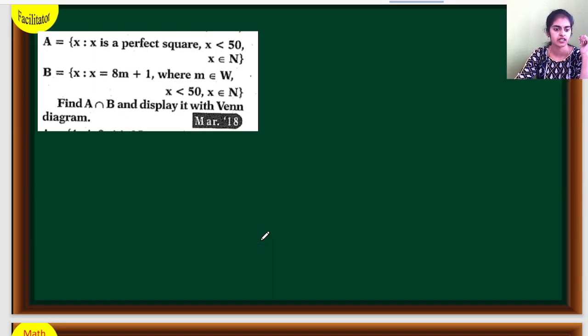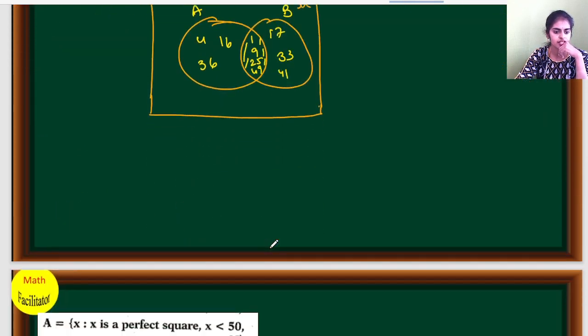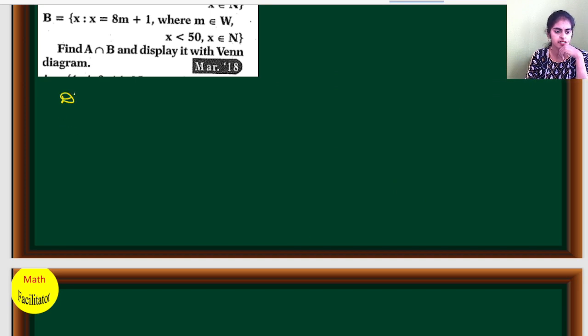Next one. X is a perfect square number less than 50. This is the same question repeated. So you can solve it again by yourself.